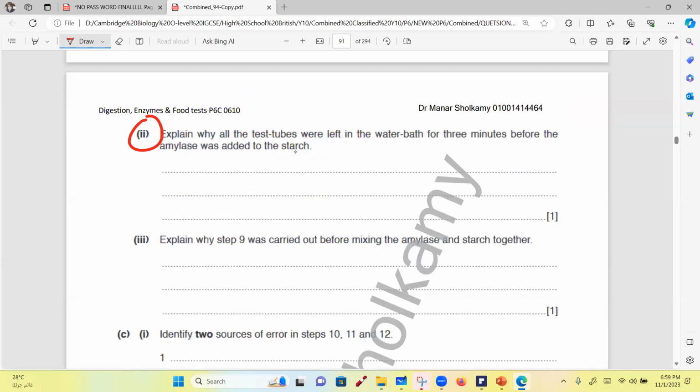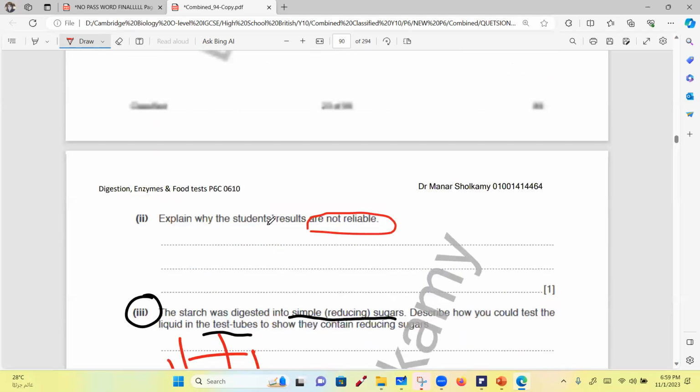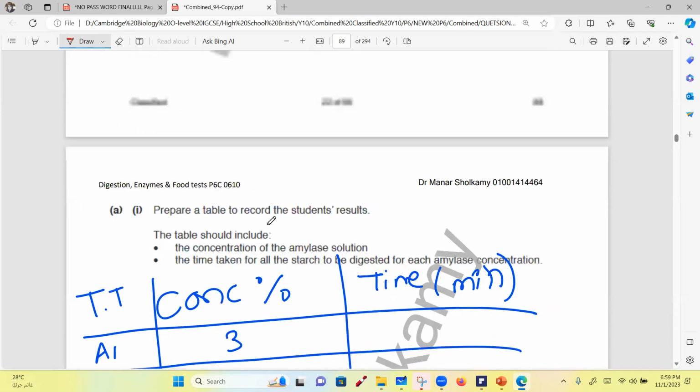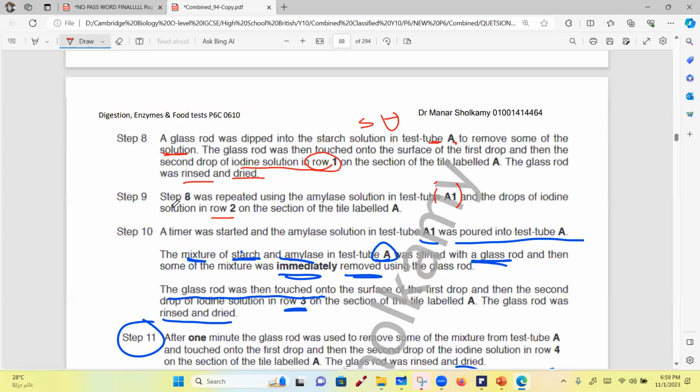Explain why step 9 was carried out before mixing the amylase and starch together. I forgot what step 9 is, so I'll have to go back and read it. Step 8 was repeated using the amylase solution in test tube A1 and the drops of iodine solution in row 2 on the section of the tile labeled A. Step 8, what happened in step 8? A glass rod was dipped into the starch solution.